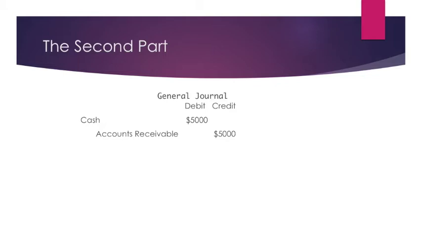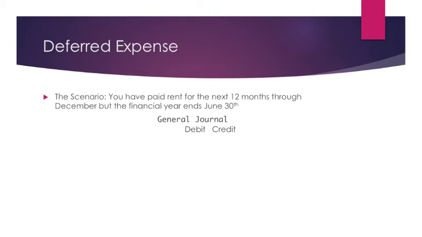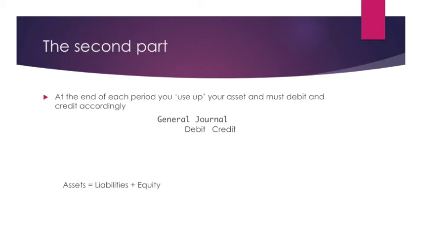Next we have a deferred expense, which in practice is similar to a deferred revenue. In this example, you pay $5,000 for an expense to be incurred later, for example rent. Here you debit a prepaid asset account, crediting cash as you have already paid for it. As you use this asset, you must adjust accordingly as shown to balance the asset and liability accounts.